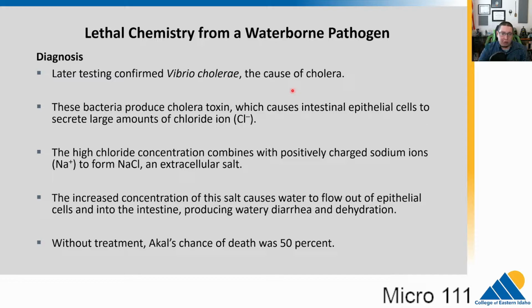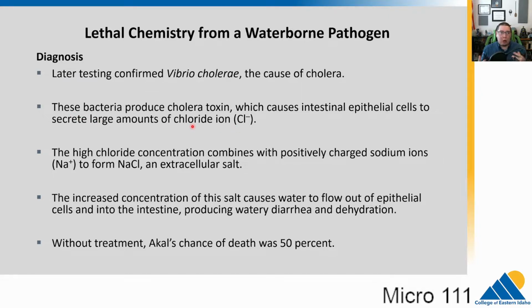Now, these bacteria make a toxin. This is pretty common, right? We've seen that with other pathogens. We saw our Clostridium botulinum. They made botulism toxin. This toxin, though, affects the intestinal chemistry. It actually causes the cells in the intestines to secrete, or get rid of, large amounts of chloride ions.